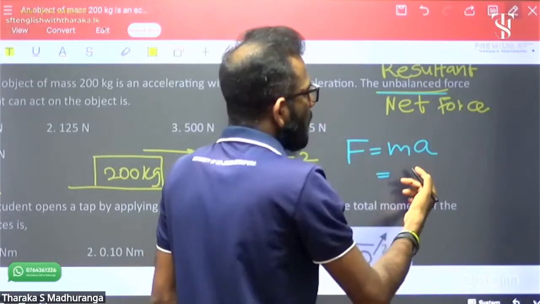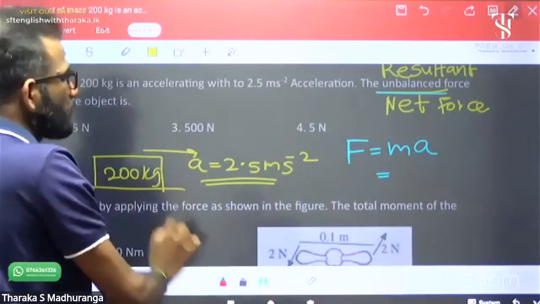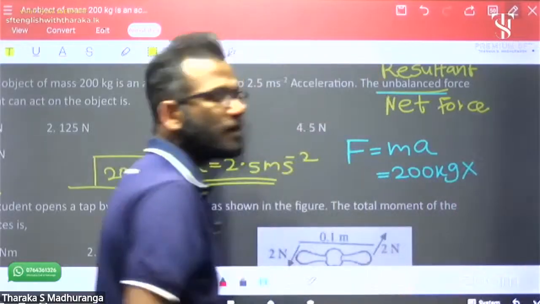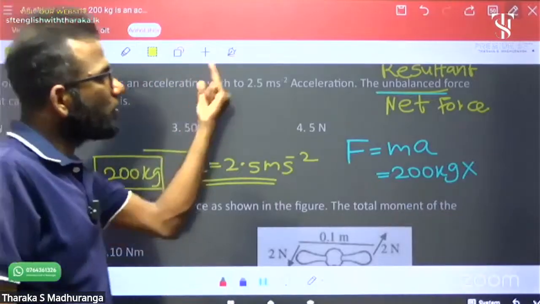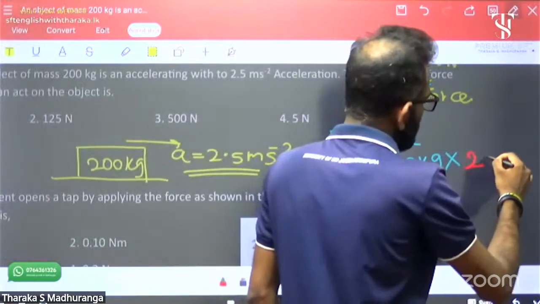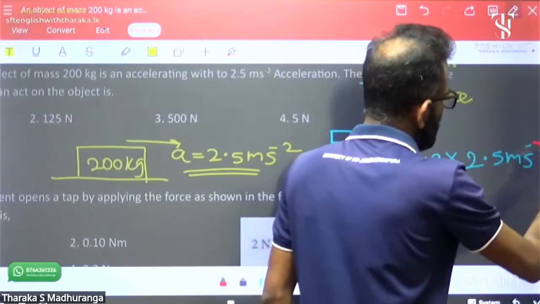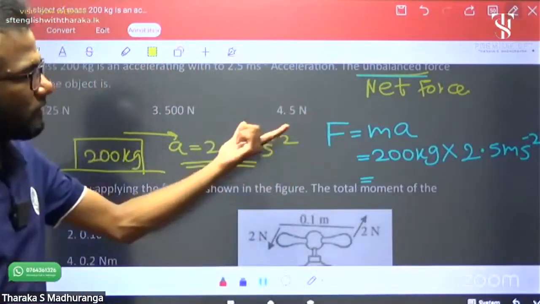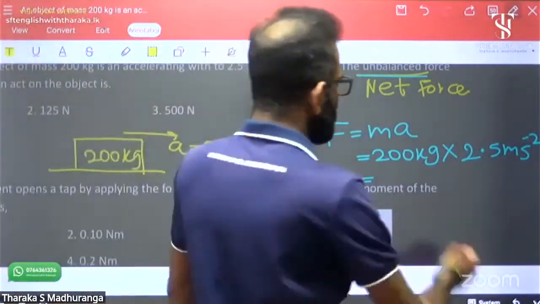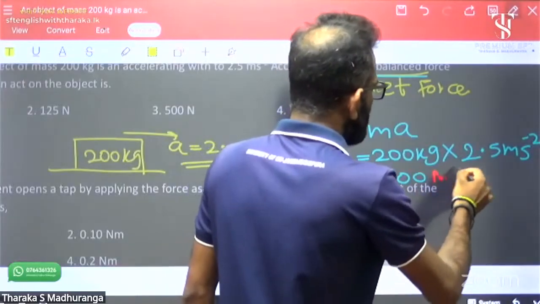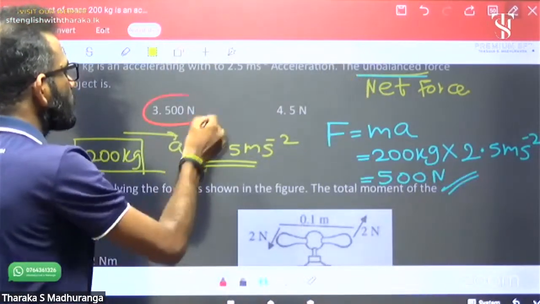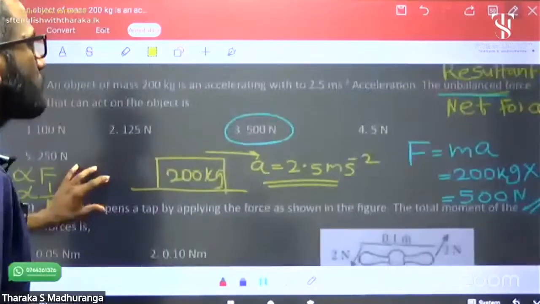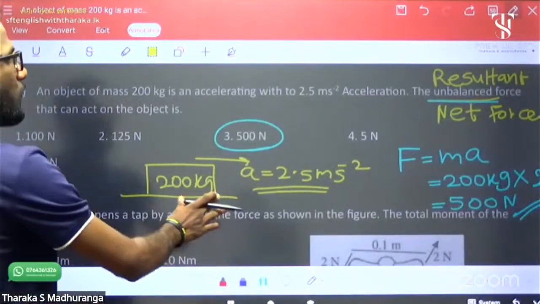Okay. Then mass. What is the mass? The object mass is 200 kilogram. How about the acceleration? Acceleration is 2.5 meters per square second, ms minus 2. Okay, 200 into 2.5. 200 into 2 is 400. 0.5 means 100, it is 500. Then what is the unbalanced force? 500 Newton, answer number 3. Question number 1, answer number 3. What is the theory? Newton's second law is the theory.